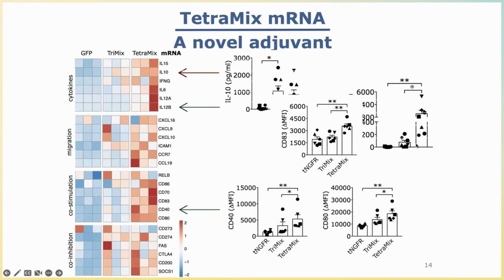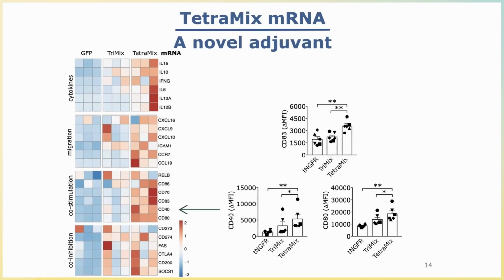And then finally, we also looked at a number of co-stimulatory molecules, amongst which CD40, CD80, and CD83, which were all upregulated in our tetramix dendritic cells compared to our control, as well as compared to the trimix in the case of CD40, CD80, and CD83. So this shows that these tetramix modified dendritic cells do have a good potential to stimulate T cells.